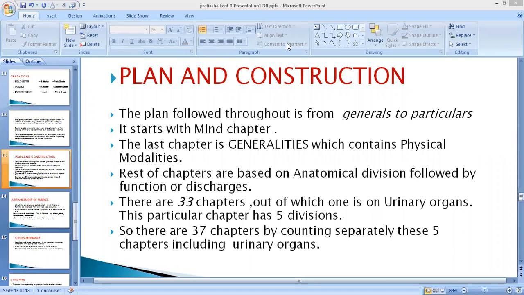Yesterday we started with the plan and construction of Kent's repertory. While constructing a repertory, there are many repertories written by various authors, and they are arranged according to their plans, their styles, their philosophy. But Kent's repertory is the one which has been written according to the Hahnemannian scheme.